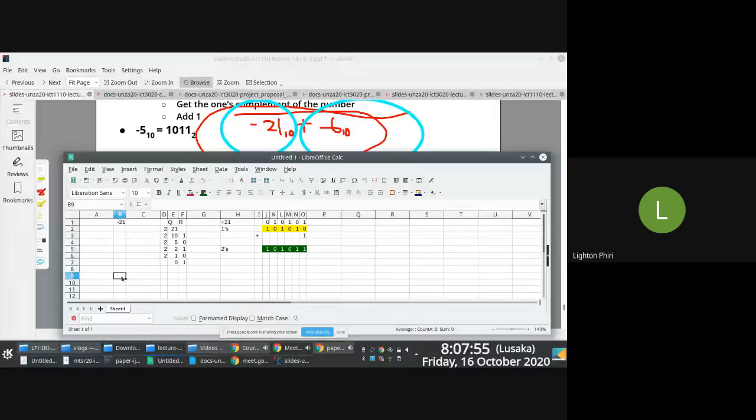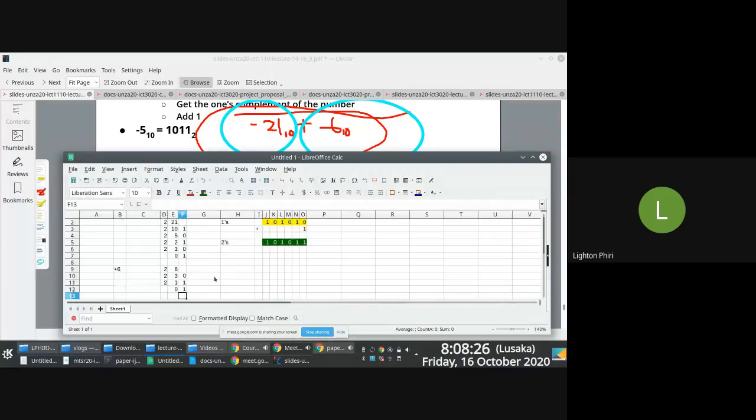What we have to do now is get positive 6, because remember what we're evaluating is negative 21 plus 6 base 10. Getting 6 is pretty trivial. We go through the same process of repeatedly dividing, whatever method you want to use. I prefer repeated dividing. We repeatedly divide 6 by 2. So 2 into 6 is 3, remainder 0. 2 into 3 is 1, remainder 1. 2 into 1 is 0, remainder 1.